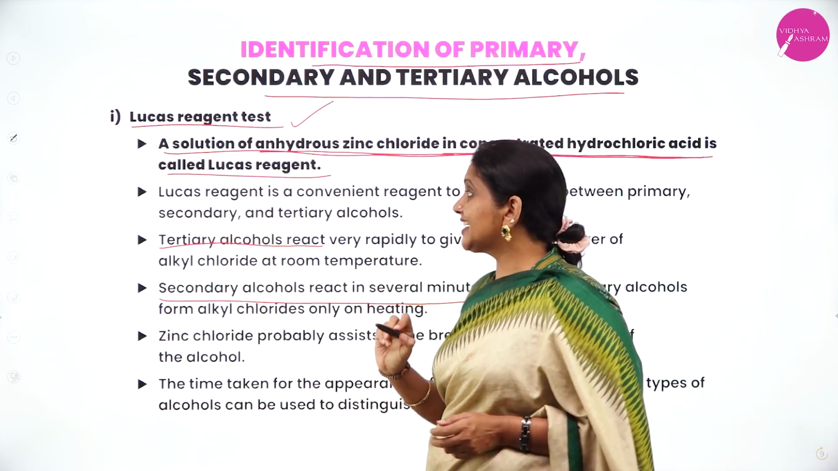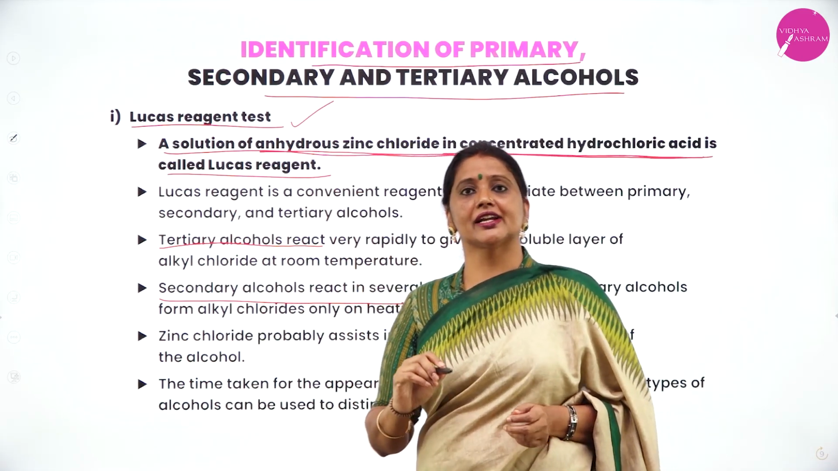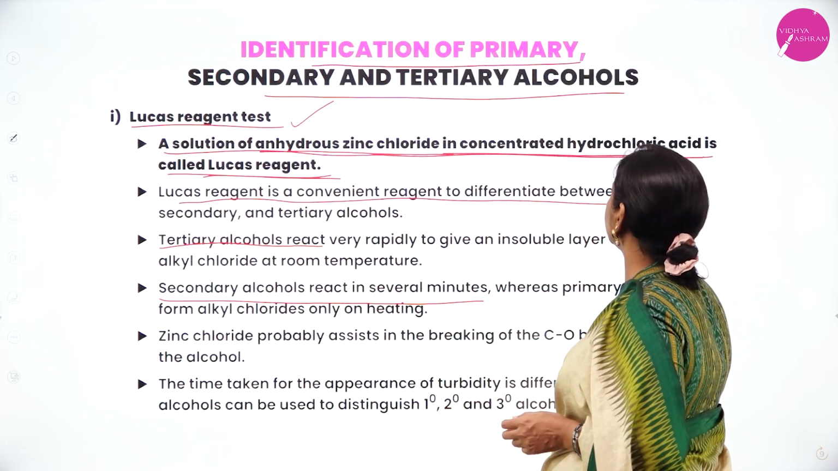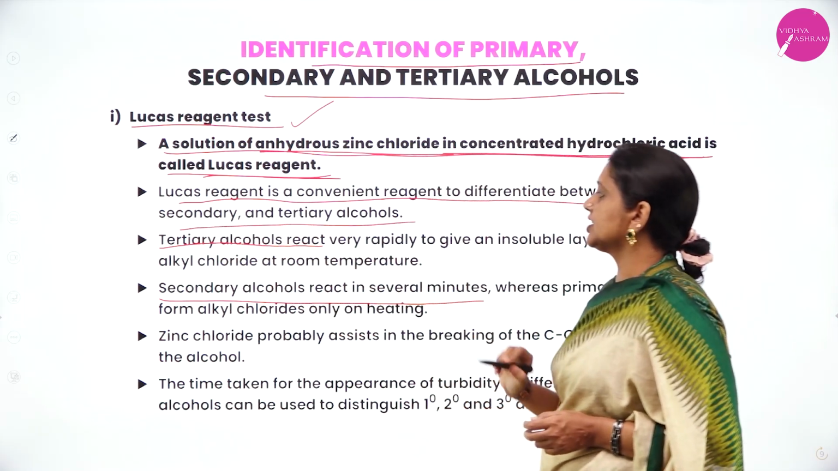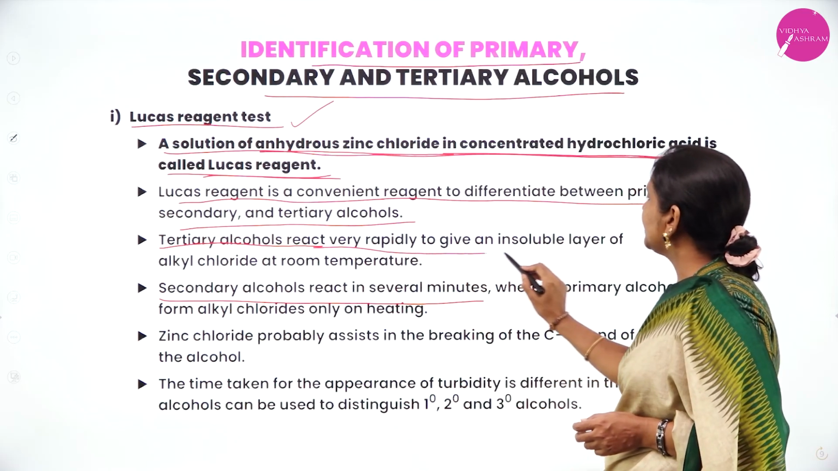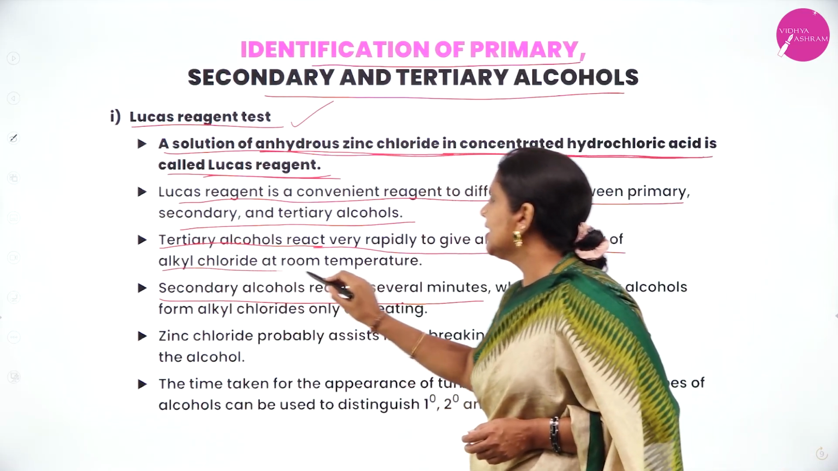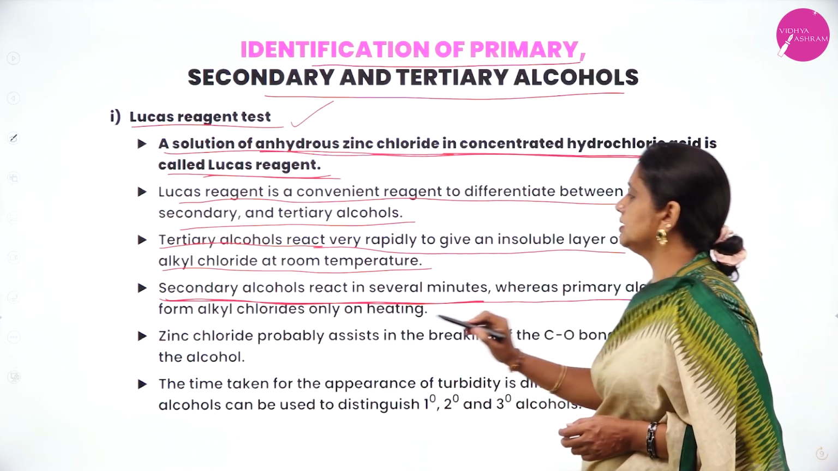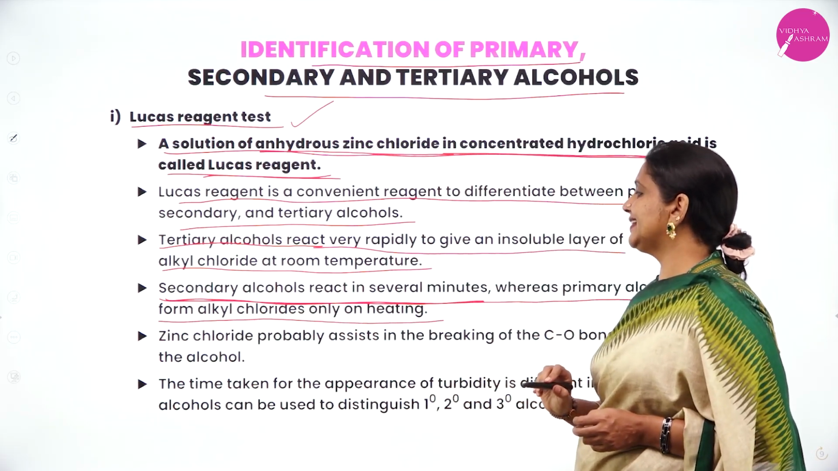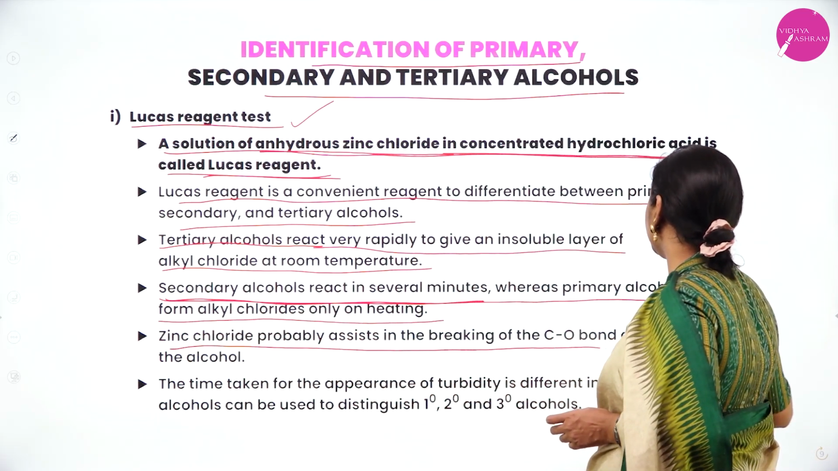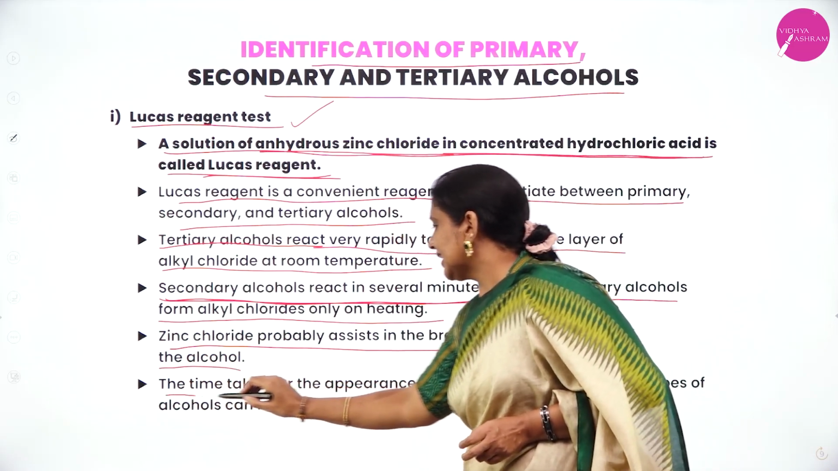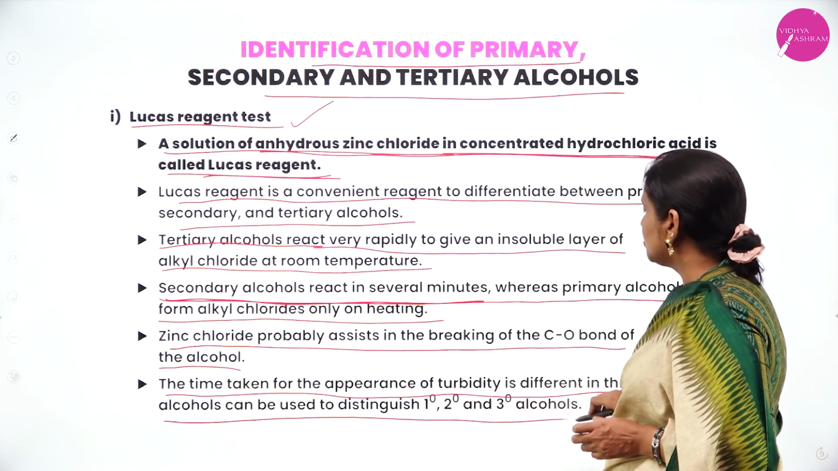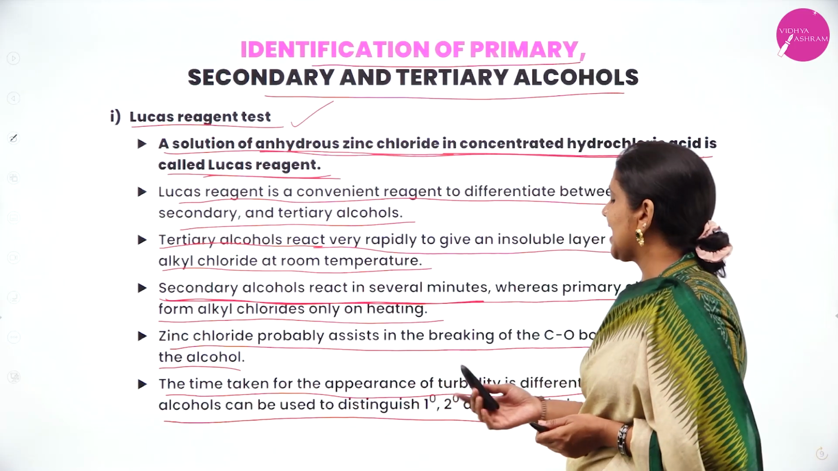Dear students, observe identification of primary, secondary and tertiary alcohol by Lucas reagent test. A solution of anhydrous zinc chloride and concentrated HCl is called Lucas reagent. It is a convenient reagent to differentiate between primary, secondary and tertiary alcohol. Tertiary alcohol reacts very rapidly to give an insoluble layer of alkyl chloride at room temperature. Secondary alcohols react in several minutes, whereas primary alcohol forms alkyl chlorides only on heating. Zinc chloride probably assists in the breaking of the C-O bond of the alcohol. The time taken for the appearance of turbidity can be used to distinguish between primary, secondary as well as tertiary alcohol.